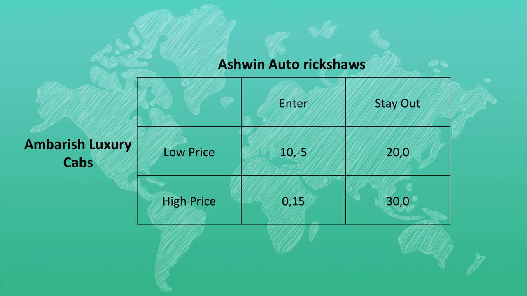So you can see quite easily that there is no pure strategy Nash equilibrium in this game. If Ashwin enters, Ambarish would like to charge the low price. But if Ambarish charges the low price, then Ashwin will want to stay out. And if Ashwin stays out, then Ambarish would like to charge the high price. But if Ambarish charges the high price, then Ashwin would like to enter. So there is no pure strategy Nash equilibrium in this particular game. And so the equilibrium will have to be in mixed strategies. Again, I will not calculate the equilibrium strategies, the probabilities, for you. I wanted to show you an example of a situation where there is no equilibrium in pure strategies, and therefore there must be one in mixed strategies.